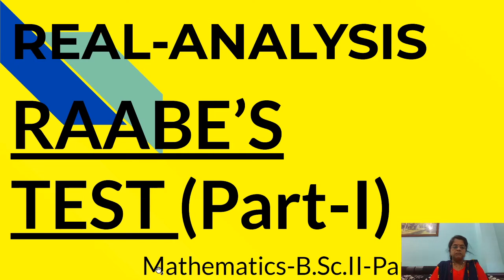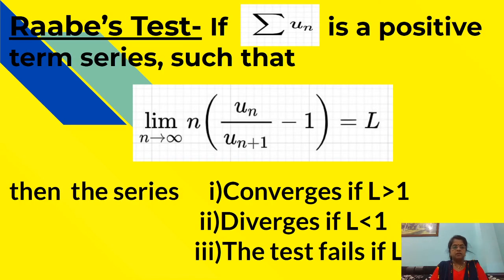Now we will see Rabi's test from real analysis. First, let us see what is the statement of Rabi's test. If summation un is a positive term series such that limit n tends to infinity, n into un upon un plus 1 minus 1 is equal to L, then the series converges if L is greater than 1.